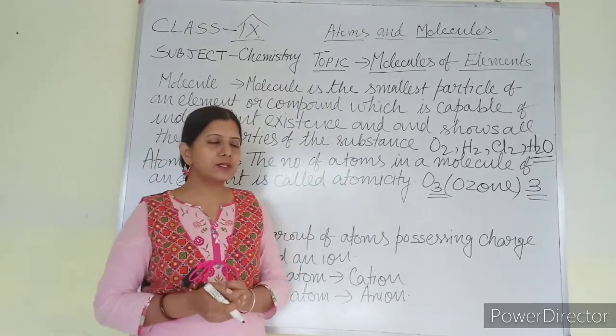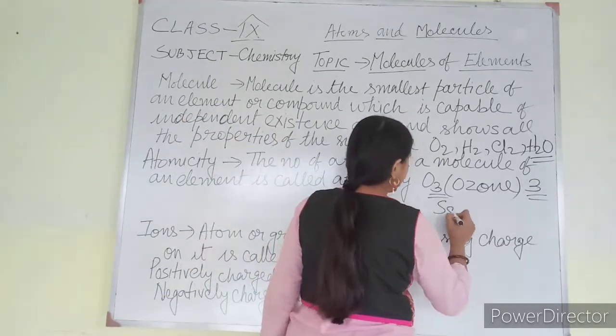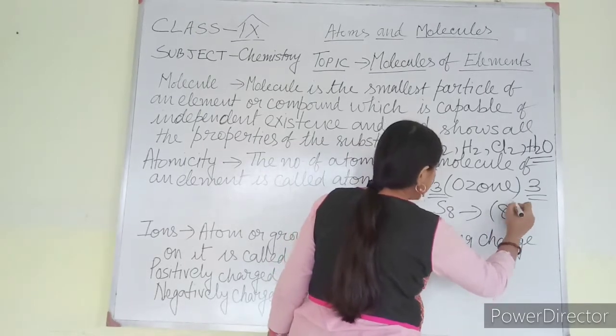Similarly, sulfur always exists as S8. So what is the atomicity? 8.